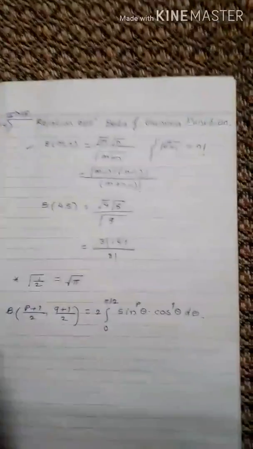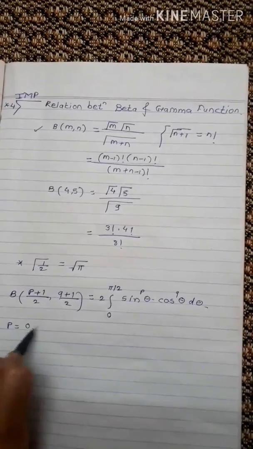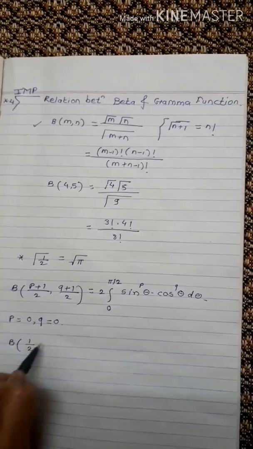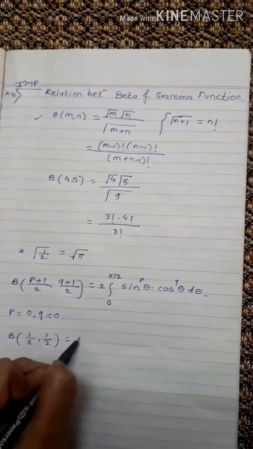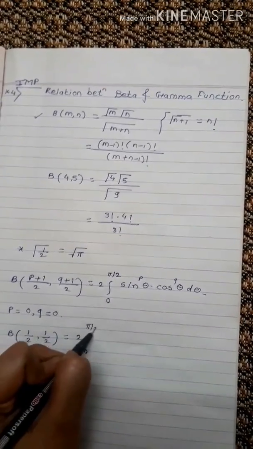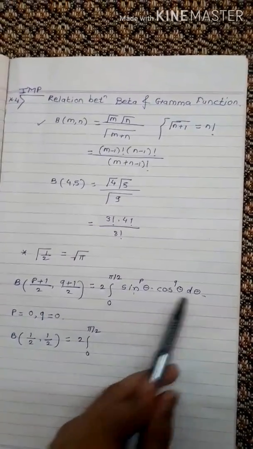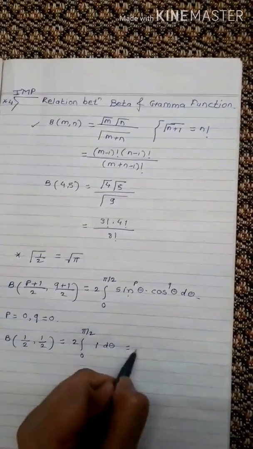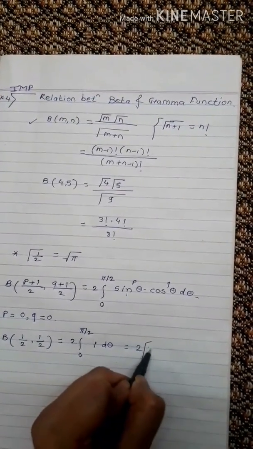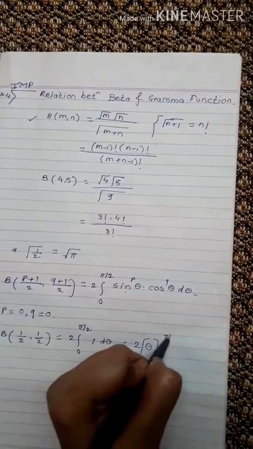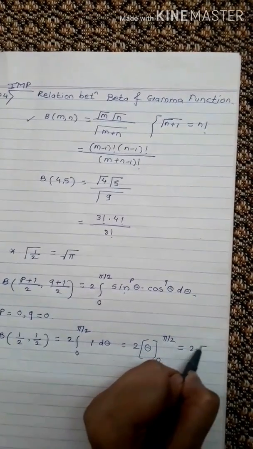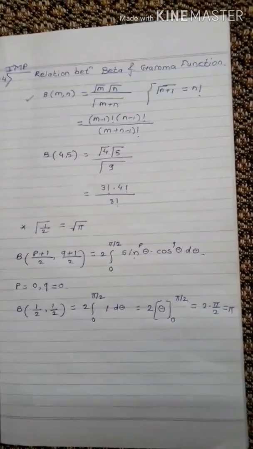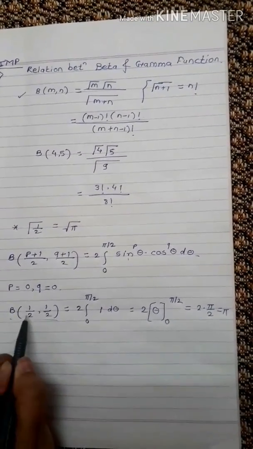I am selecting this because when I substitute p and q both equal to 0, what I have here, beta of half comma half, is equal to 2 times integral 0 to pi by 2 of sine raised to 0, that is 1, into cos raised to 0, again 1, into 1. So just evaluate the integral. This is 2 times theta from 0 to pi by 2. So this is 2 times pi by 2, so just pi, correct? And on the other side, this is beta of half comma half.